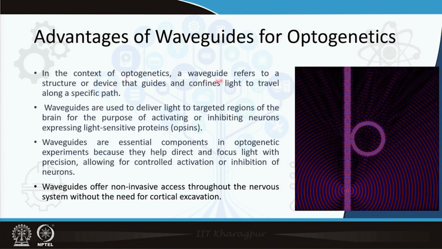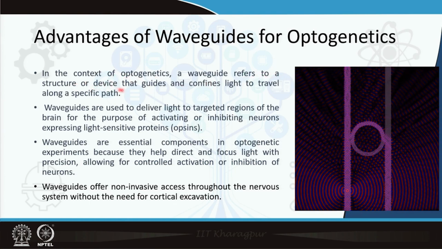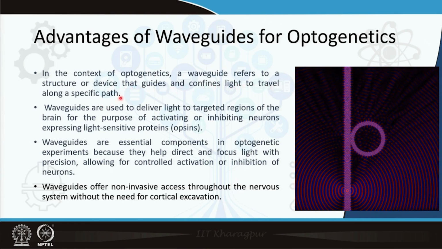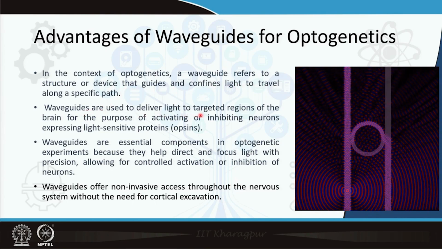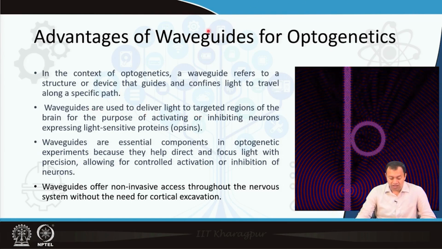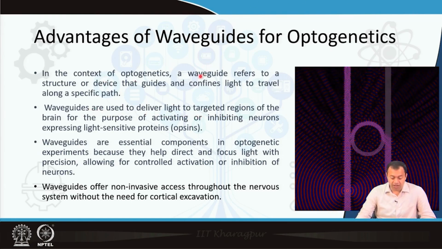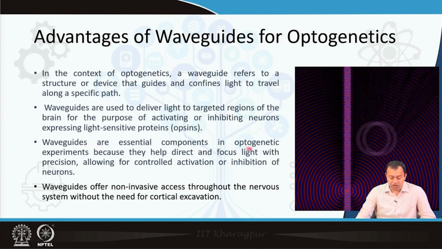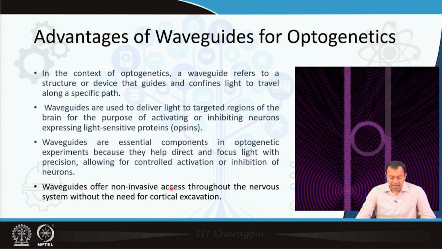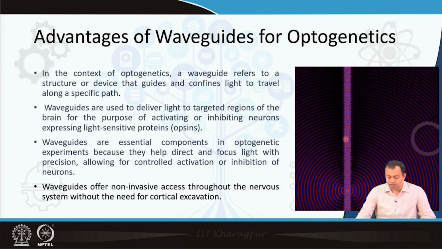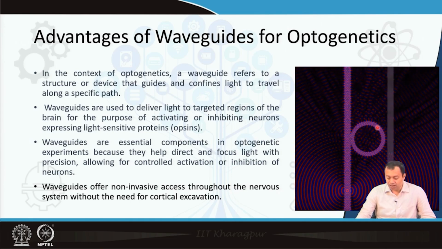In the context of optogenetics, a waveguide refers to a structure or device that guides and confines light to travel along a specific path. Waveguides are used to deliver light. So, a waveguide inside the optical fibers, or you put some sort of an implant. Waveguides are essential components in optogenetics and they can be utilized. So, this light is via this coupler, this light is via this coupler, and is then passed through this.